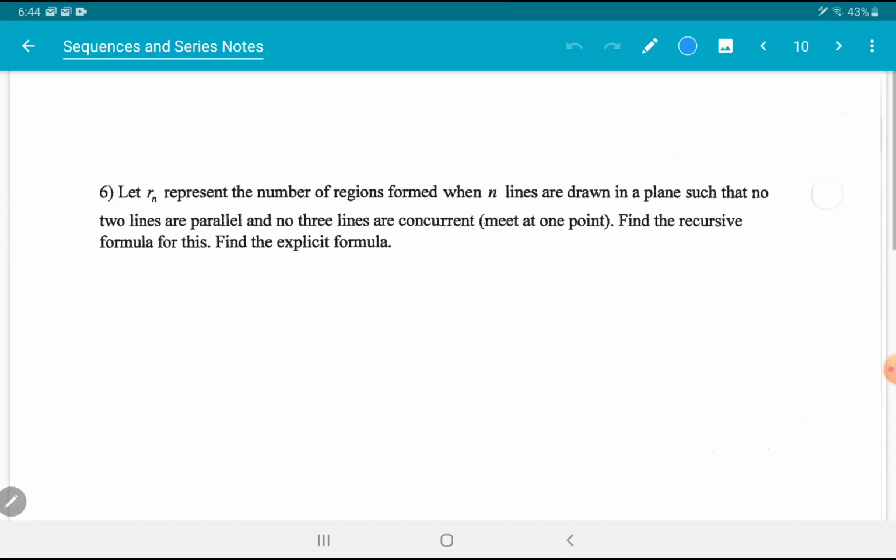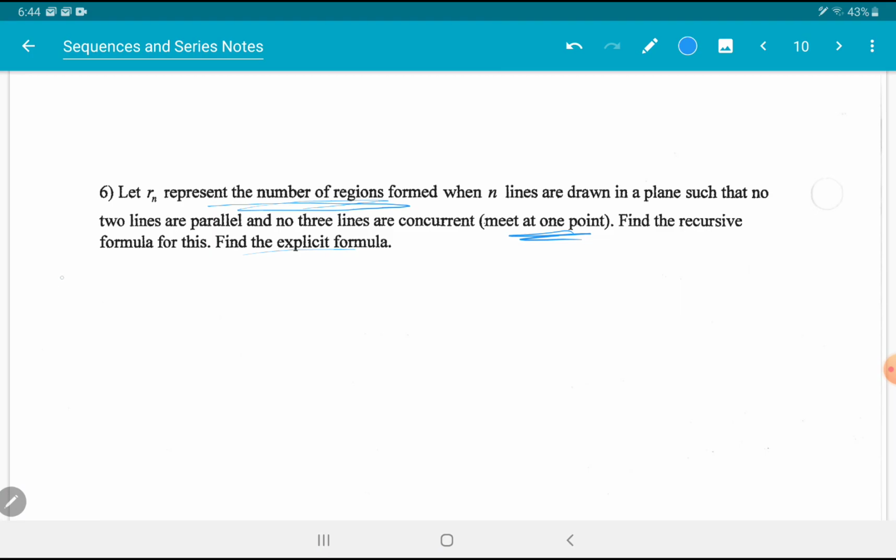All right, number 6. Let R sub n represent the number of regions formed when n lines are drawn in a plane such that no 2 lines are parallel, no 3 lines are concurrent, which means meet at one point. Find the recursive formula for this and also find the explicit formula. So we need 2 formulas here. Let's first actually draw this representation, the number of regions.